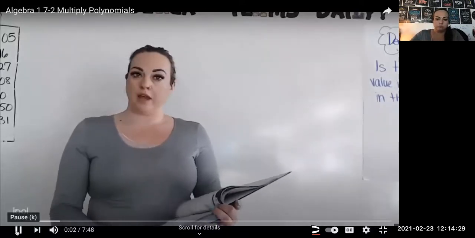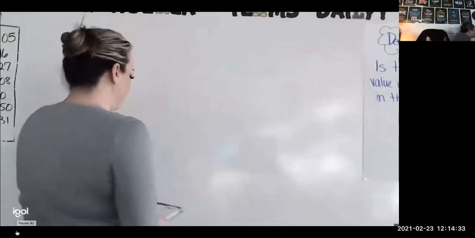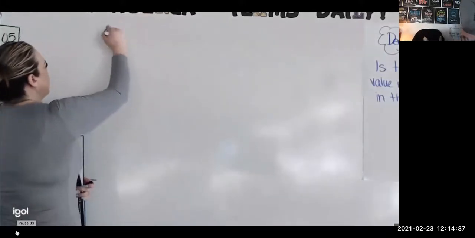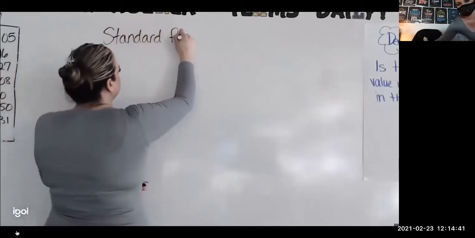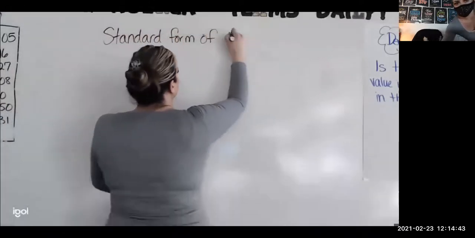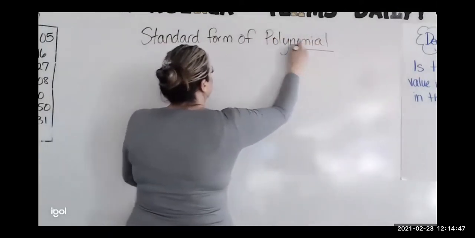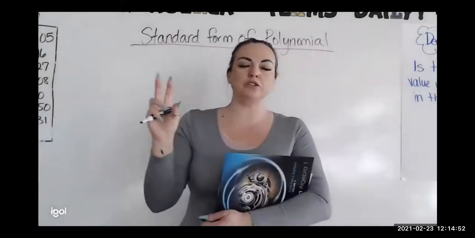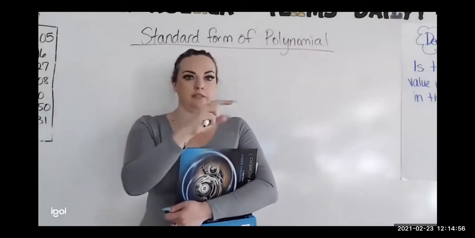Look at multiplying polynomials in a bunch of different forms. Let's first do a quick review about standard form of a polynomial. This is when you have a polynomial and you want to write it from the highest power to the lowest.